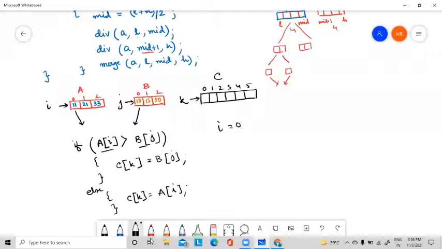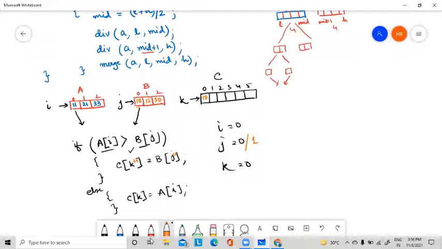So if I is 0, J is 0 and K is 0, A of 0 is compared with B of 0. Which one is smaller? So this part is satisfied. It will copy the element into C, so 10 will come here. After that, since this element is already copied, J will be increased, so J plus plus. Clear? Since one element is copied into C, obviously K will be increased, so K plus plus.